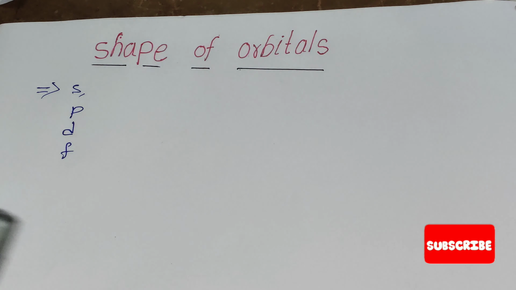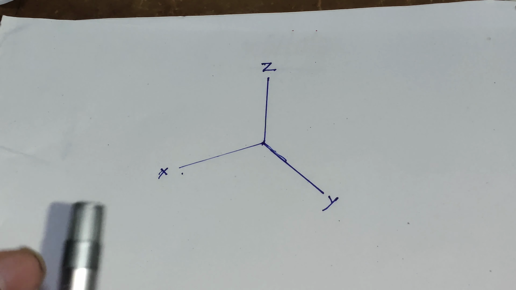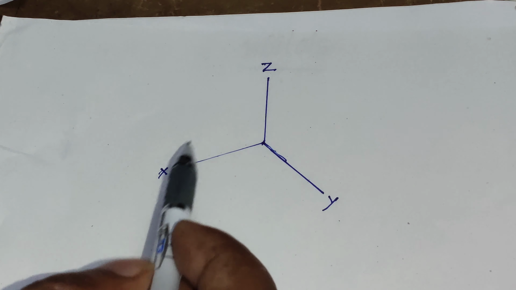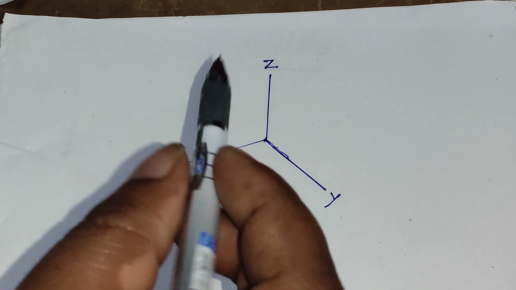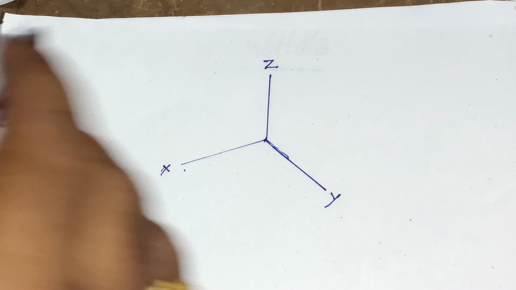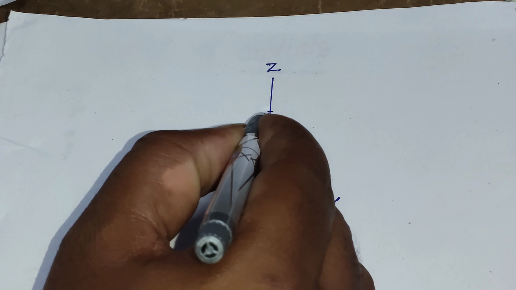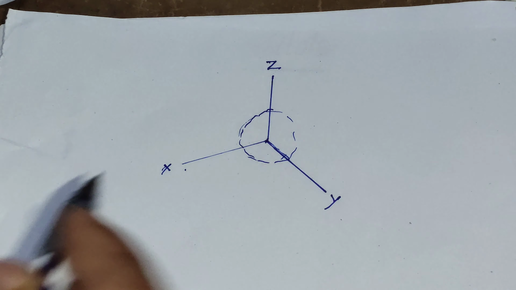Now what is the shape of the s orbital? Here I am taking the x, y and z axes. The s orbital is non-directional and the shape of the s orbital is spherical.